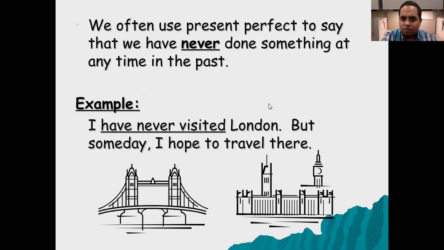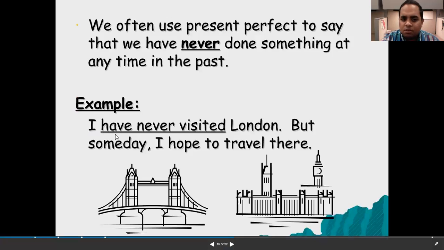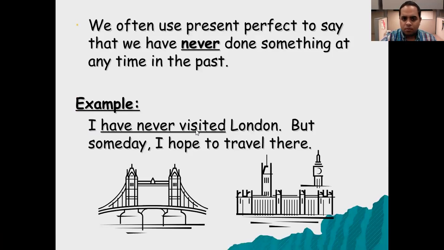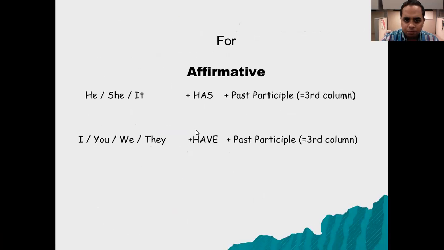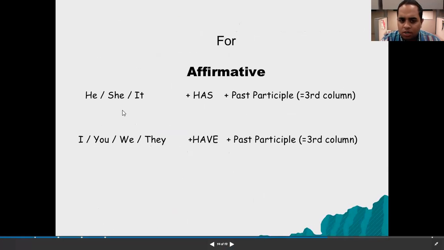For negative, we say subject plus have or has plus never plus past participle. Okay. So again, this is the structure. He, she, it, plus has, plus past participle. This is present perfect singular.